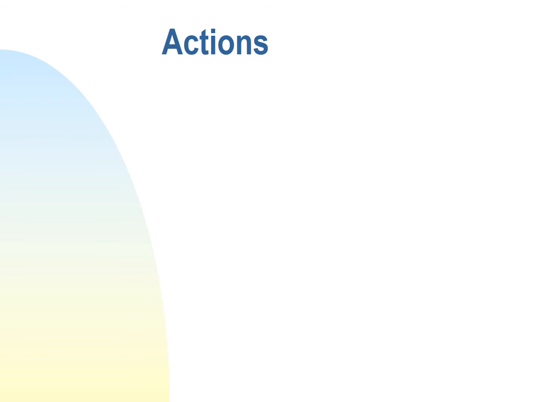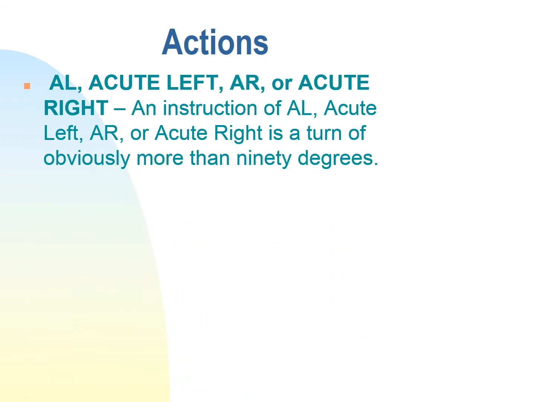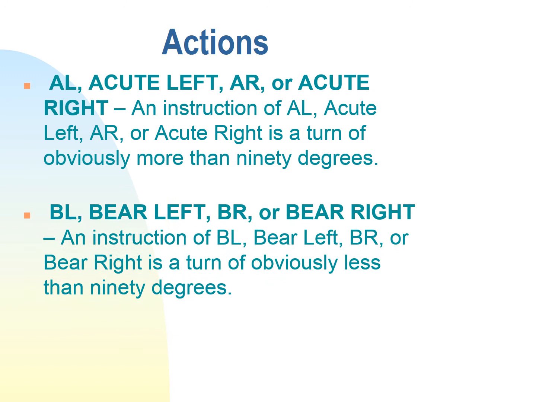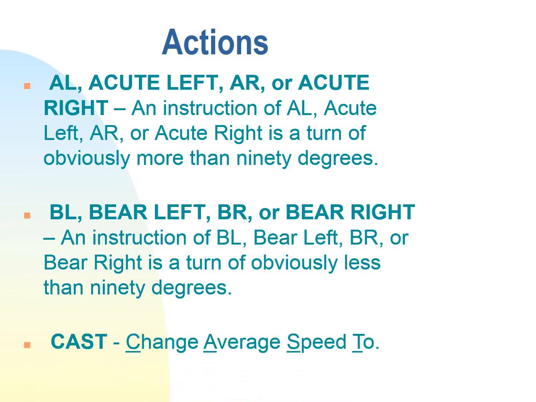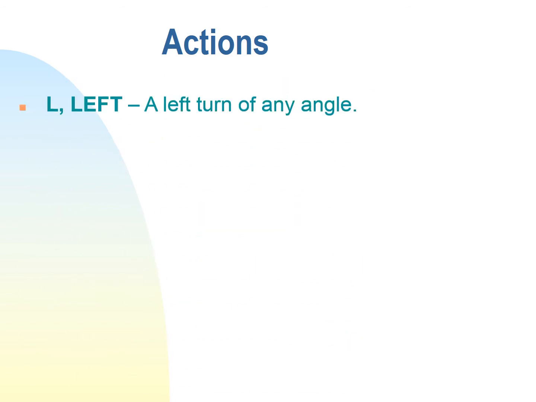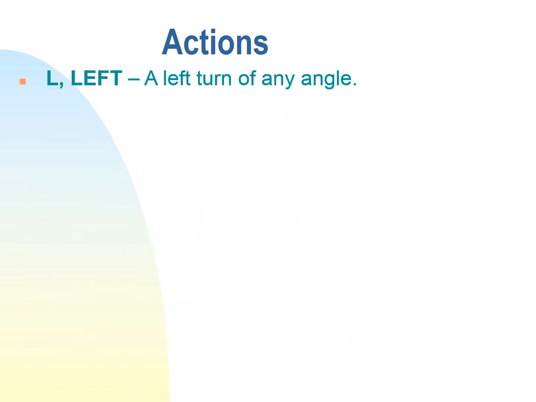So some of the actions you'll do at different references. You could have an acute left or an acute right, which is a turn in that direction of obviously more than 90 degrees. You could have a bare left or a bare right, which is a turn in that direction of obviously less than 90 degrees. You could be told to change your average speed or cast at a reference. You could be instructed to go left, which is a left turn of any angle.